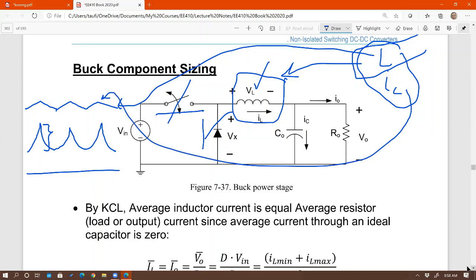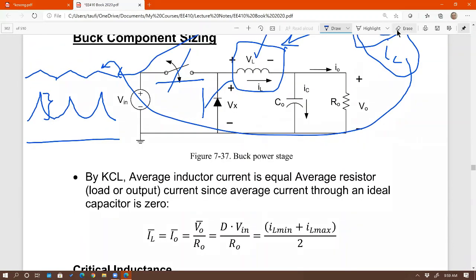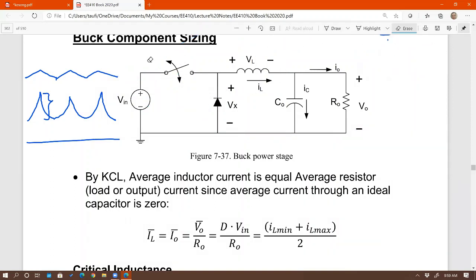Okay. But before we do that, let's look at this circuit again, and let me erase this so it doesn't confuse you. All right, right there. Now for a buck, specifically for a buck, this is only valid for a buck converter. If you look at the inductor current, by KCL at this node, I know that IL is equal to IC plus I out, right? IL of t is equal to IC of t plus I out of t.